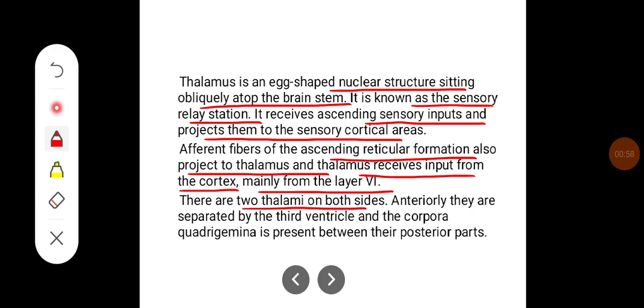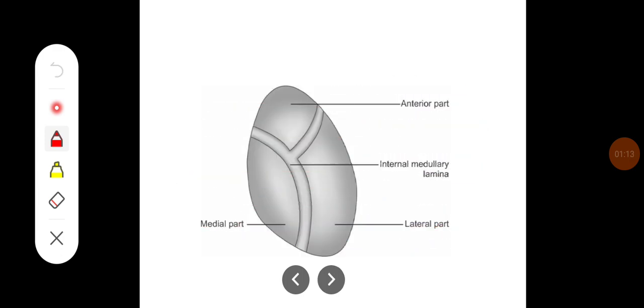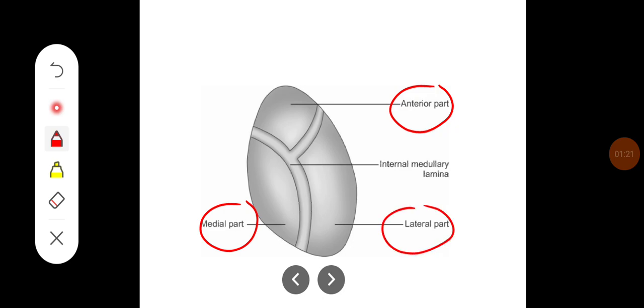There are two thalami on both the sides. Anteriorly, they are separated by a third ventricle, and the corpora quadrigemina is present between their posterior parts. So these are the three divisions of thalamus. It is divided into anterior, medial and lateral part, which is divided by the internal medullary lamina.